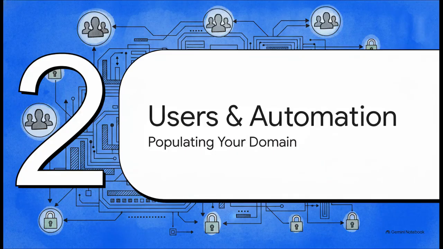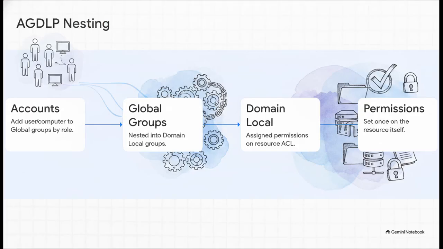Moving on to Section 2, users, groups, and automation, populating your domain. When it comes to access control, Chapter 6 strongly highlights the Microsoft-recommended AGDLP nesting strategy. That stands for accounts, global groups, domain local groups, and permissions. The idea here is that by nesting your role-based global groups right into resource-based domain local groups, you ensure that you only ever have to change a user's group membership. You never have to hunt down and manually update dozens of individual file share access control lists. It's an absolute game changer for efficiency.